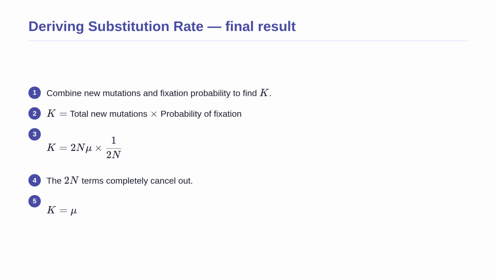When we multiply these together, the mathematical magic happens. The 2n terms completely cancel out. This leaves us with the beautiful and simple result, K equals mu. The math perfectly proves our earlier claim. The high number of mutations generated in a large population is perfectly balanced by the low probability of any single mutation fixing. This is why the evolutionary clock ticks at the same steady speed regardless of population size.